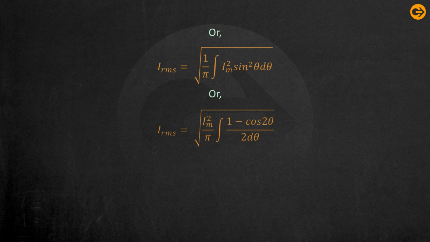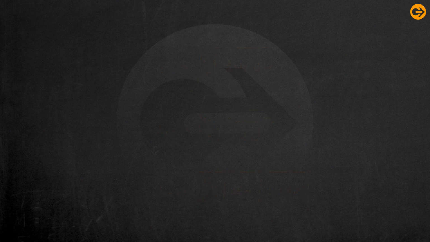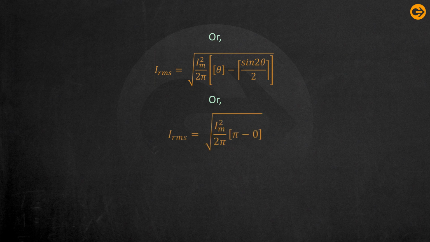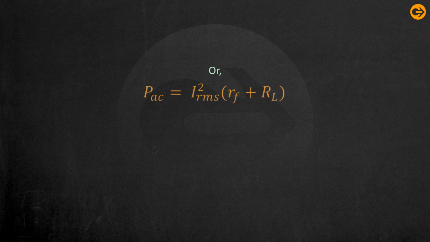or IRMS is equal to root over of I square m by 2 pi, whole multiplied by integration of d theta minus integration of cos 2 theta d theta, or IRMS is equal to root over of I square m by 2 pi, whole multiplied by theta minus sine 2 theta by 2, or IRMS is equal to root over of I square m by 2 pi multiplied by pi minus 0, or IRMS is equal to Im by root 2. So PAC is equal to I square RMS multiplied by (RF plus RL), or PAC is equal to I square m by 2, multiplied by (RF plus RL).